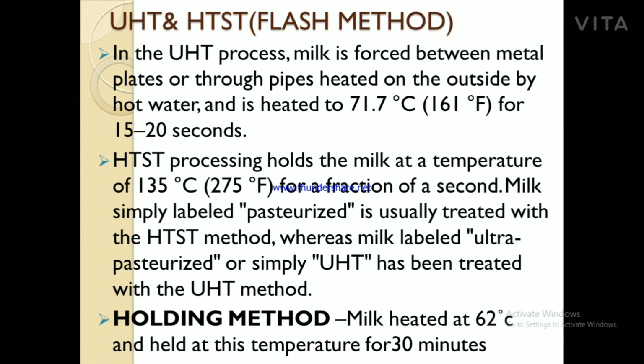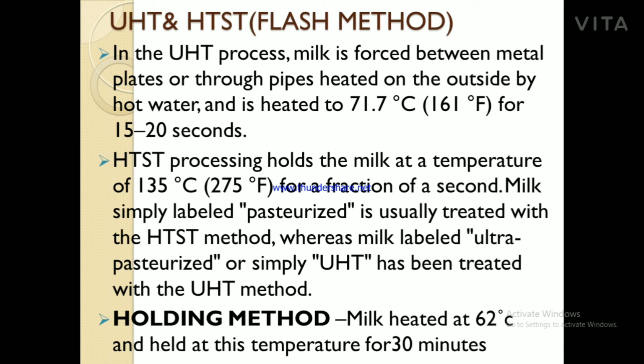UHT and HTST flash method. UHT means ultra heat treatment. HTST means high temperature short time. In the UHT process, milk is forced between metal plates or through pipes heated on the outside by hot water and is heated to 71.7 degrees Celsius or 161 degrees Fahrenheit for 15 to 20 seconds.